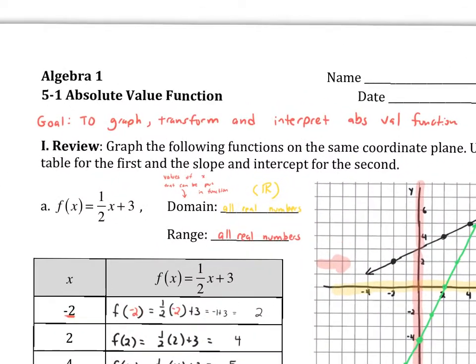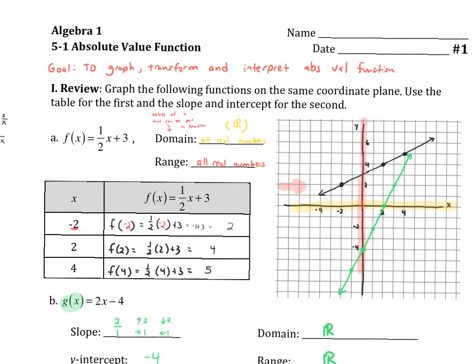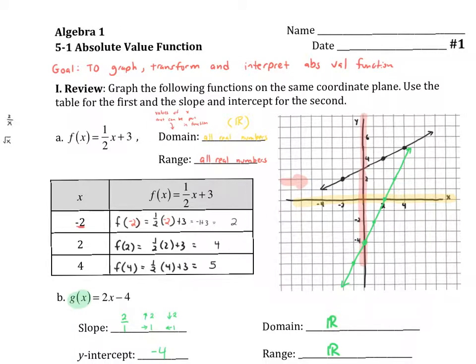Like I had said before, our goal for today is that we're going to graph, transform a little bit, and I'll explain that in a little bit too, and we're going to interpret something called the absolute value function.